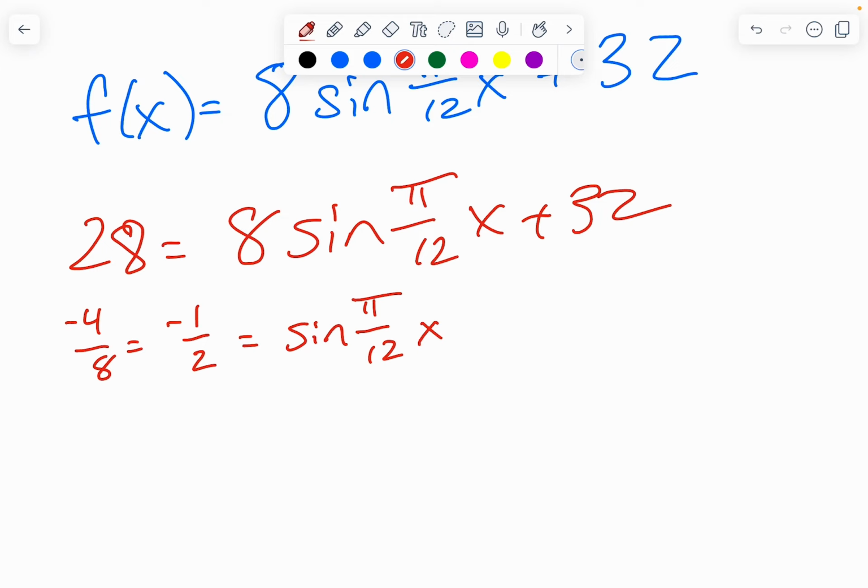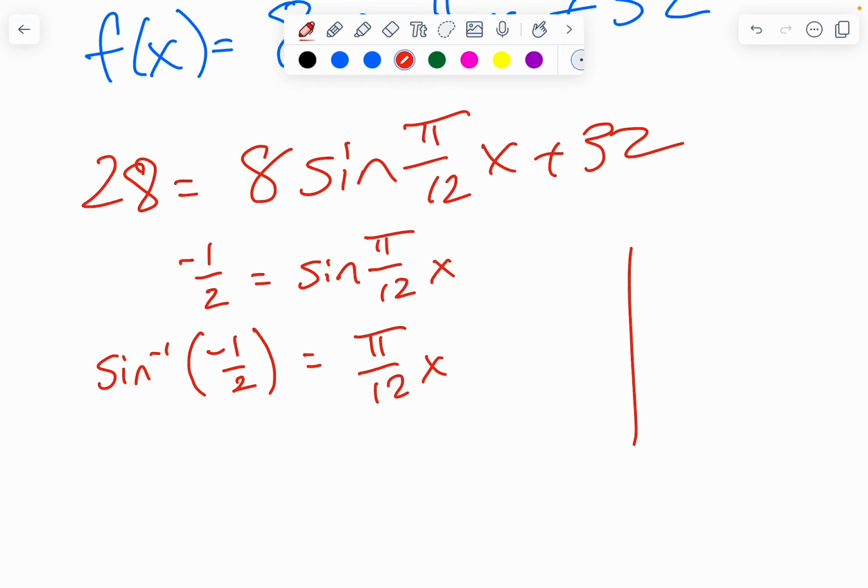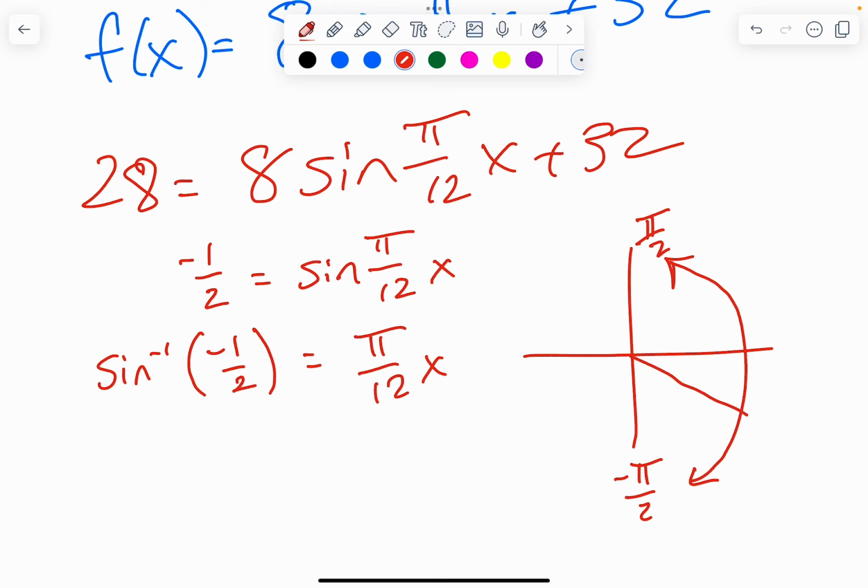Okay, and I'm going to erase that. Here is what my kids were confused about today. They said, oh, I need to take the inverse sine, and the inverse sine of -1/2 would be equal to, so I'm taking the inverse sine of both sides, and I'm left with pi over 12x. Well, I know the inverse of sine lives between negative pi over 2 and positive pi over 2 on the unit circle, and sine is the y value, so a sine of -1/2 becomes negative pi over 6.